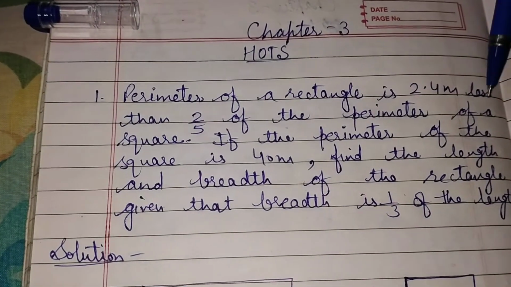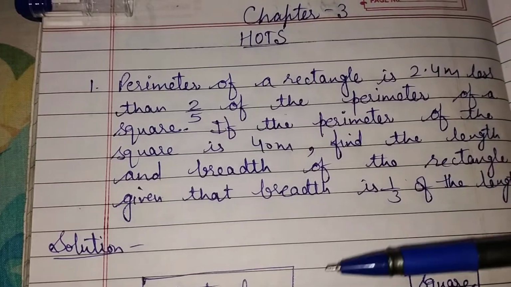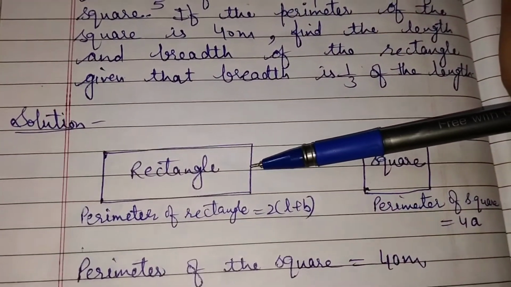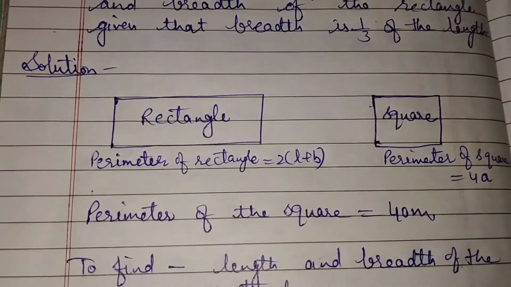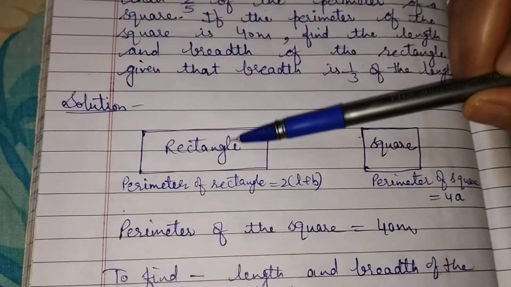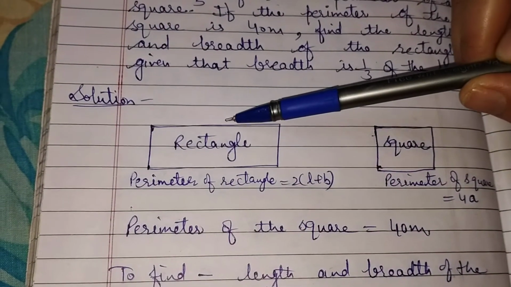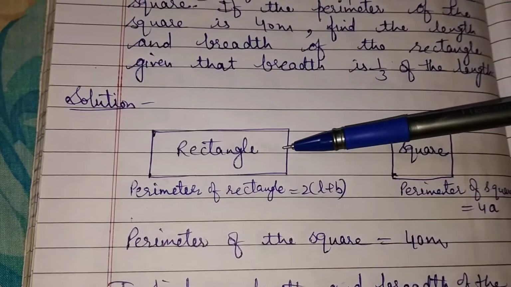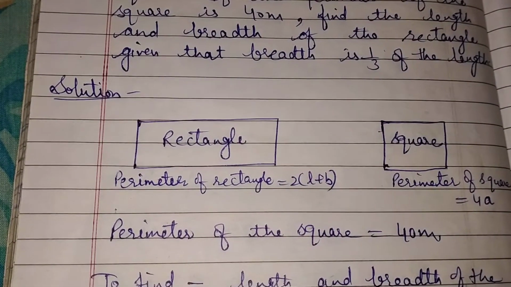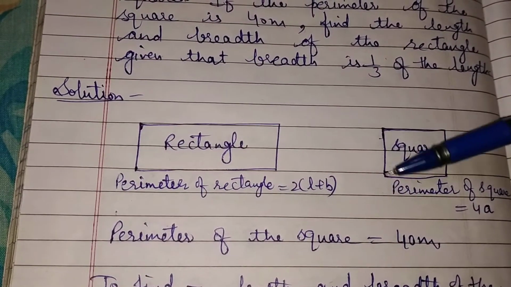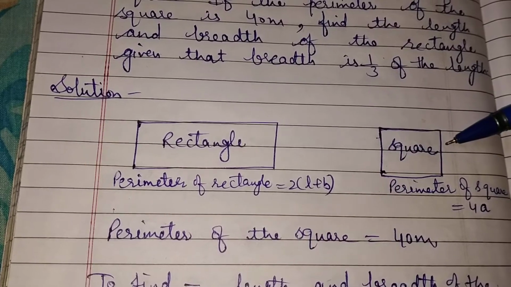Firstly, a rectangle and a square are given to you. We know that this is a rectangle. A rectangle has two opposite sides equal, meaning length is equal to length and breadth is equal to breadth. And in a square, all the four sides are equal.